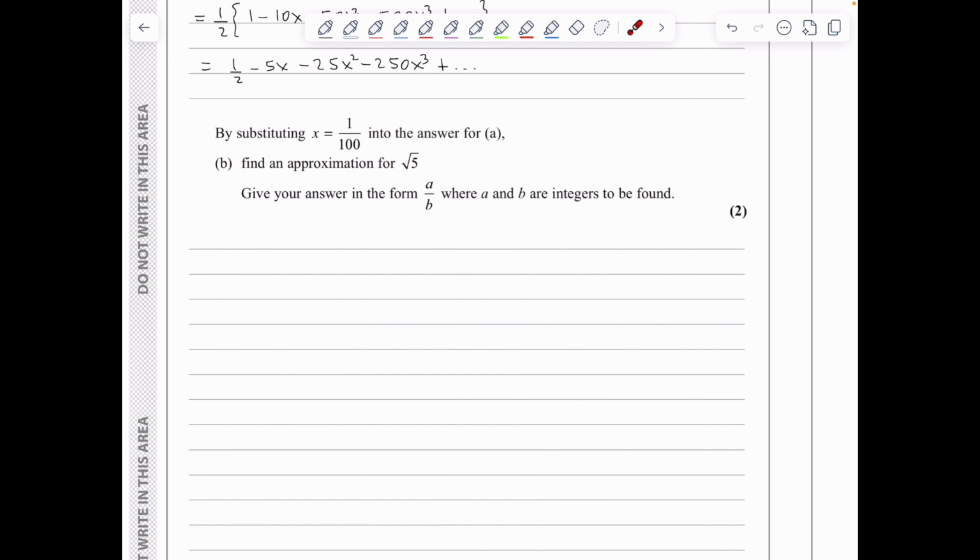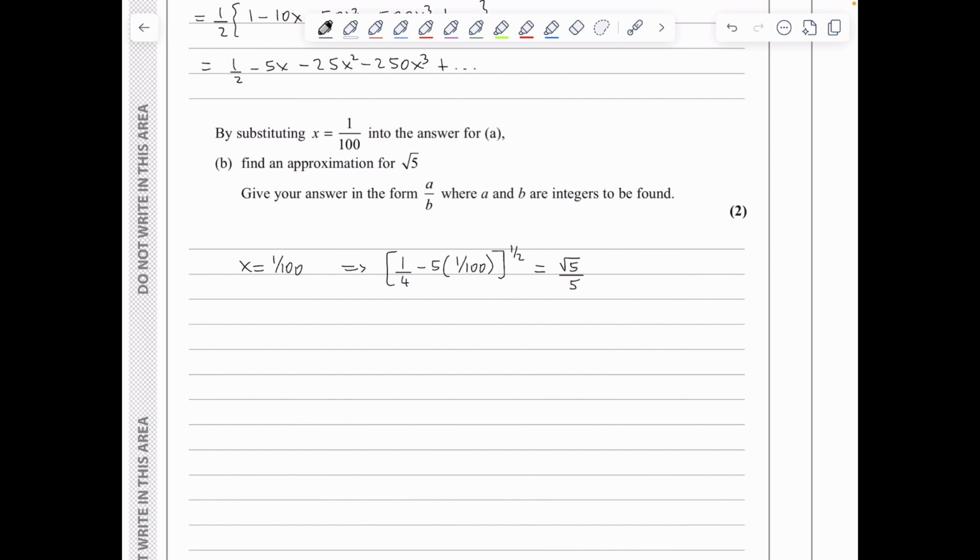In part B, we are asked to substitute x is 1 over 100 into the answer we got for A to find an approximation for root 5, giving our answer in the form A over B, where both A and B are integers to be found. So let's start by substituting x is 1 over 100. This leads to a quarter minus 5 times 1 over 100, all raised to the power of a half. If we plug this on the calculator, we get an answer of root 5 over 5.